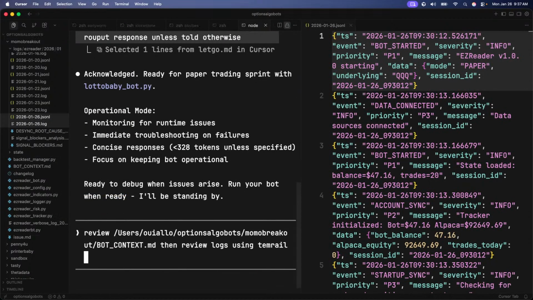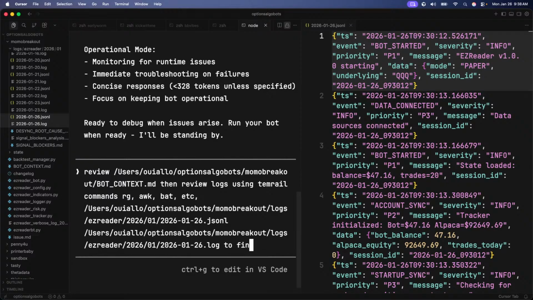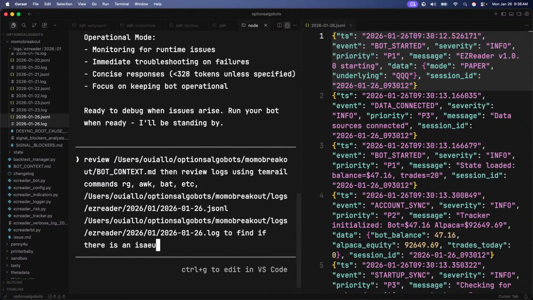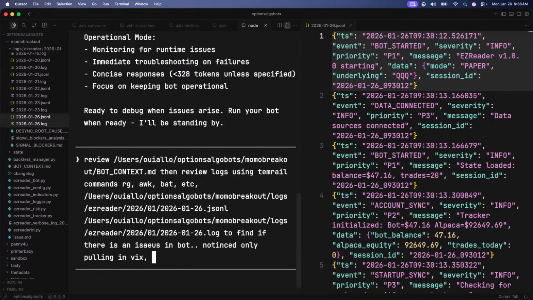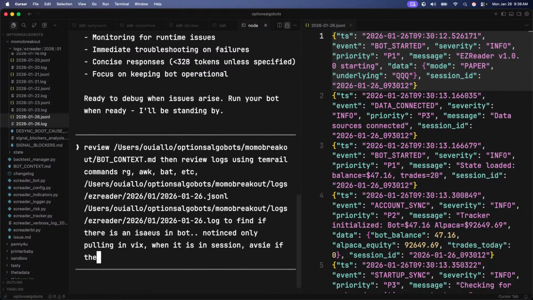Using terminal commands rg, awk, bat, etc. to find if there is an issue in the bot. Noticed it's only pulling in VIX when it is in session. Advise if there is an issue at play.